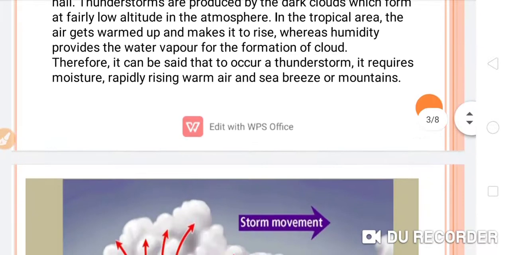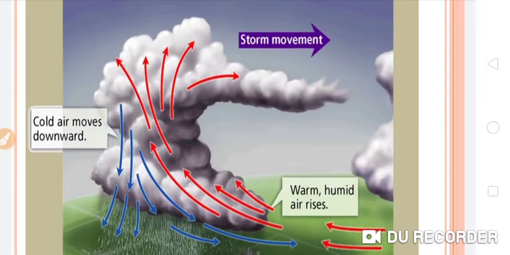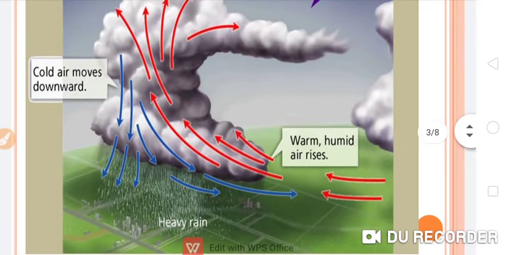Okay, now next you can see in this given figure there is a thunderstorm. You can see here, cloud air moves downwards, and warm humid air rises up, meaning the air which heats up starts moving in the upward direction, and the cloud air moves downwards, and the storm movement will start. So this is the formation of the thunderstorm, and heavy rain also takes place. So this is the thunderstorm.